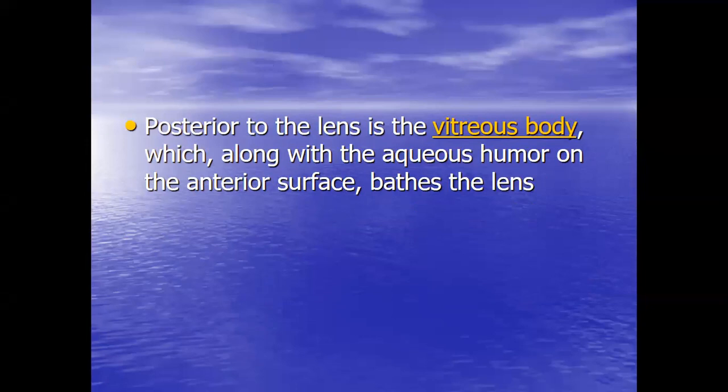Posterior to the lens is what? It's the vitreous body, which has vitreous humor. Anterior to the lens is what? Aqueous humor. It means the lens is bathed anteriorly by the aqueous humor and posteriorly by the vitreous humor. So it gets nutrition from both. The lens does not have a blood supply for nutrition. Rather, it gets its nutrition anteriorly from the aqueous and posteriorly from the vitreous. Okay.